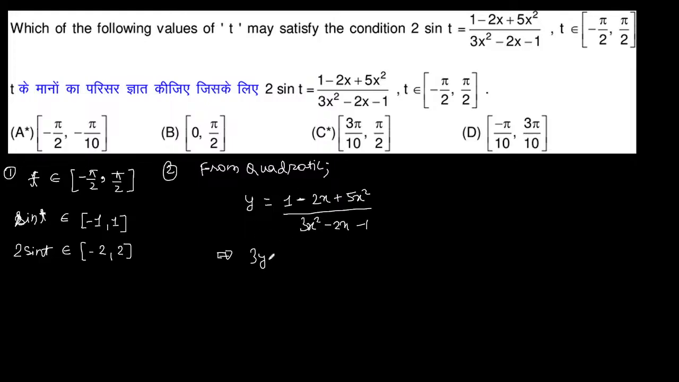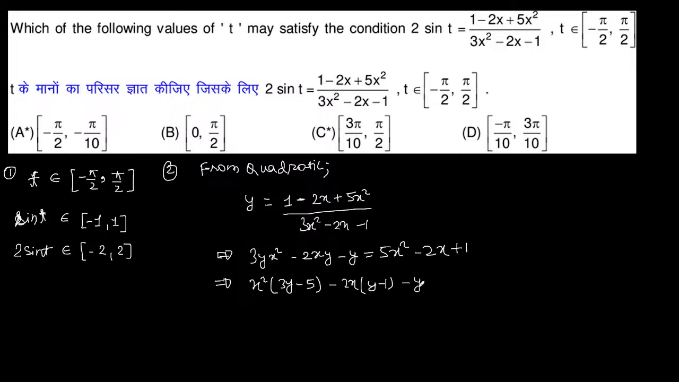So 3y x square minus 2xy minus y equal to 5x square minus 2x plus 1. This is x square (3y minus 5) minus 2x (y minus 1) minus y plus 1 equal to 0.